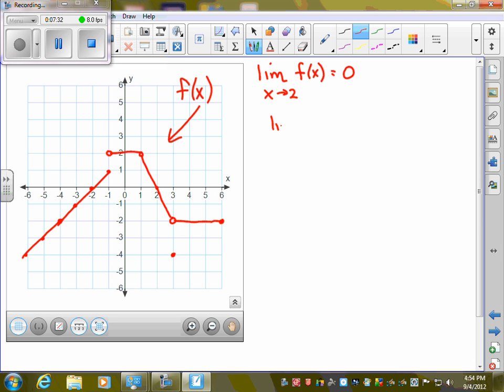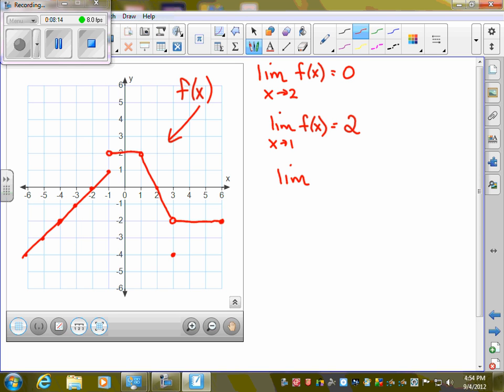We might ask, what's the limit as x approaches 1 for f of x? Well, if we look at x approaches 1, all the y values close to 1 are approaching 2, even though there's an open circle, there's a discontinuity at the ordered pair 1, 2. There's no dot there. If I pick a number that's a little bit less than 1, like 0.9, the y value is close to 2. I'll pick a number a little bit bigger than 1, like 1.1, the y value is close to 2. So even though there's no point there, or we're undefined at that point, we still say that the limit in that case would be equal to 2.